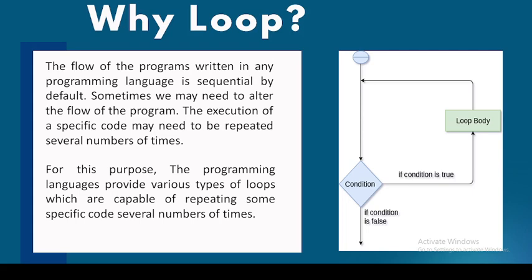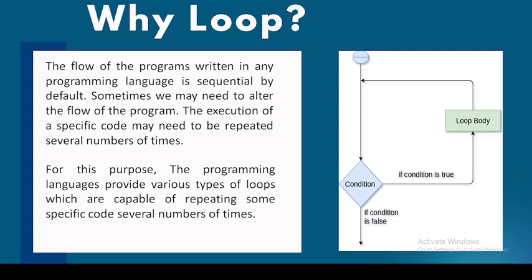Generally, we know that our programming language runs in a sequence. So look at my screen. The flow of a program written in any programming language is sequential by default. What does it mean? When we run a program, it has sequential execution, meaning line by line. First it runs the first line, then the second line, then the third line, and so on.